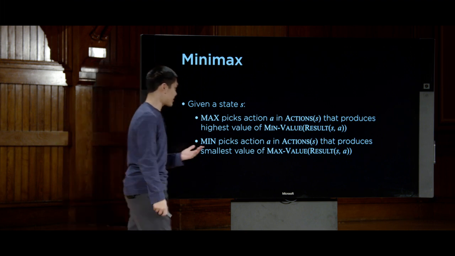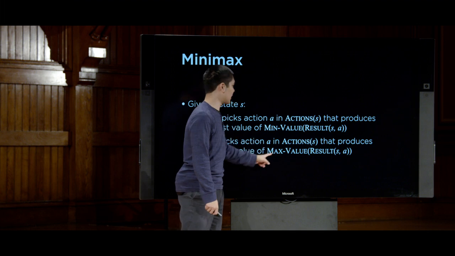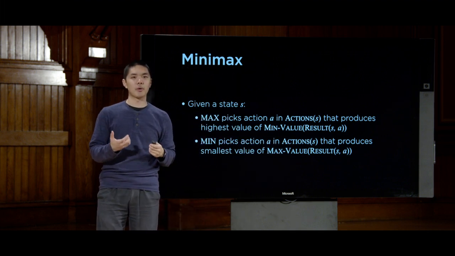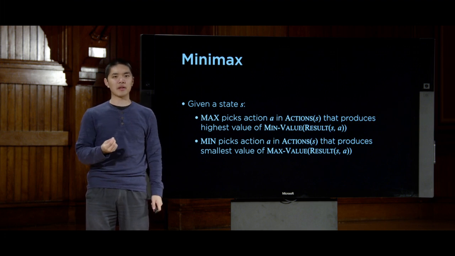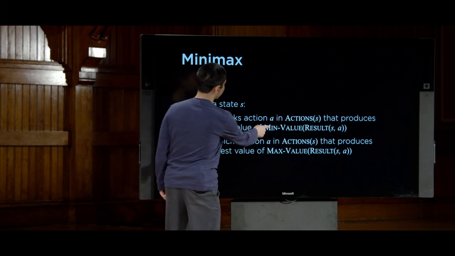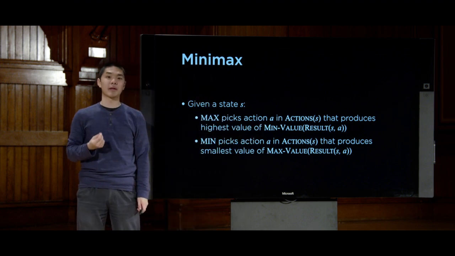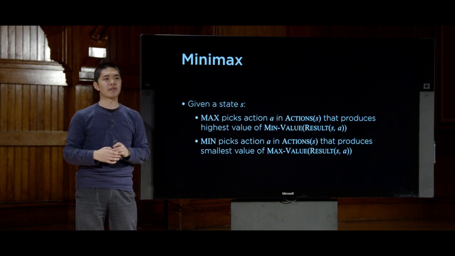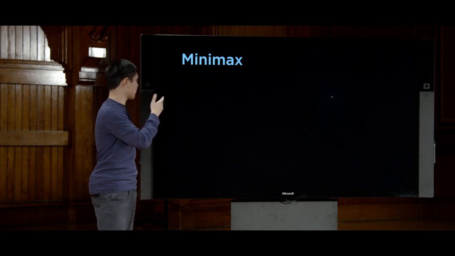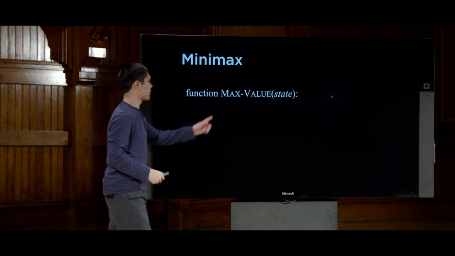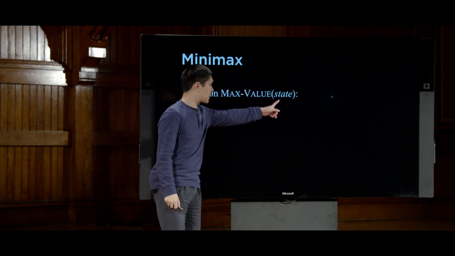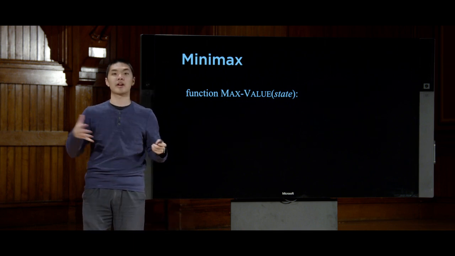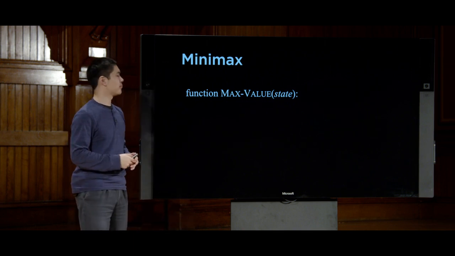And now we need to turn our attention to these two functions, max value and min value. How do you actually calculate the value of a state if you're trying to maximize its value? And how do you calculate the value of a state if you're trying to minimize the value? If you can do that, then we have an entire implementation of this minimax algorithm. So let's try and implement this max value function that takes a state and returns as output the value of that state if I'm trying to maximize the value of the state.